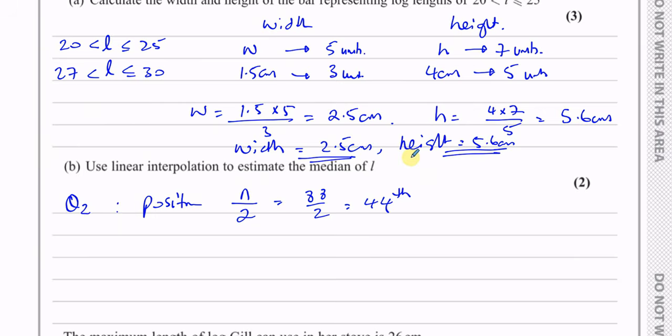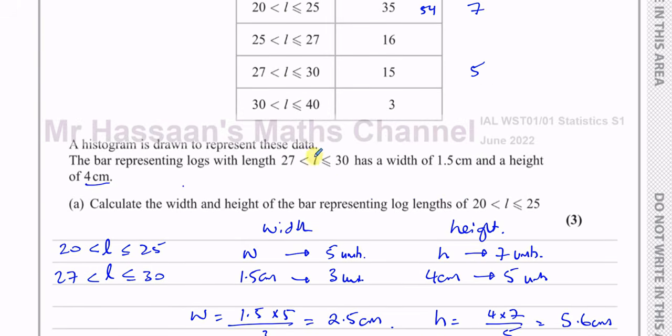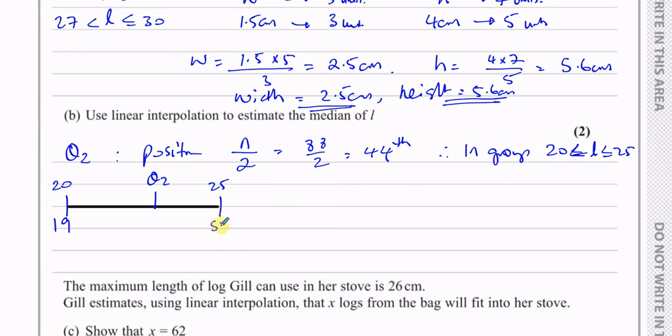So I'm going to make a little bar here to represent our value, which is on top. It's between 20 and 25, and somewhere in between is Q2, the median, the value that we're looking for. We know that at the beginning of this group, we're on the 19th term. By the end of this group, we're on the 54th term. And we're looking for the 44th term.